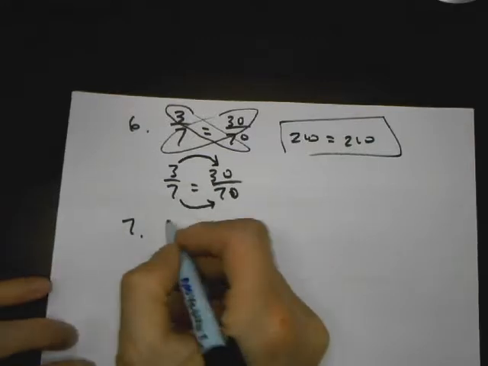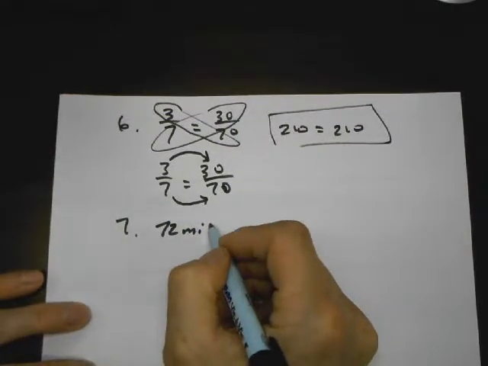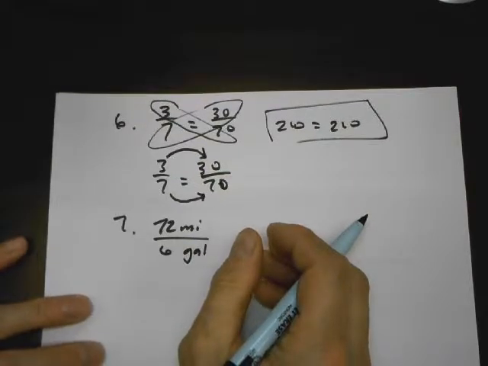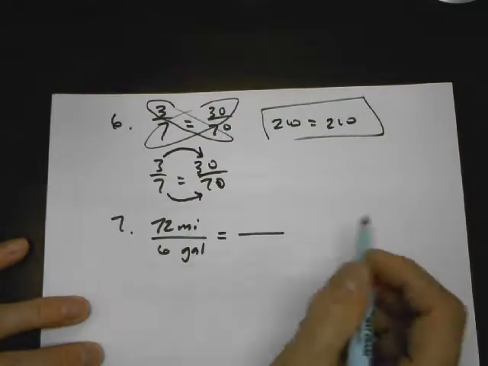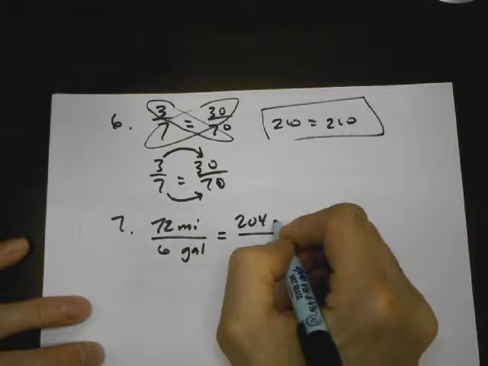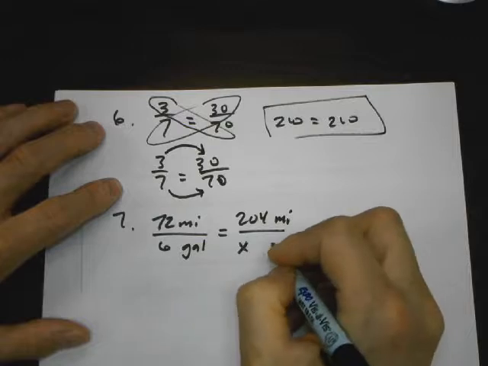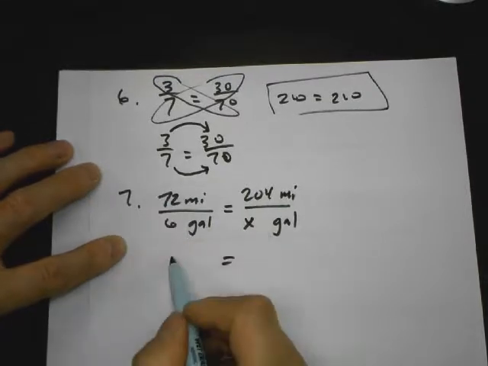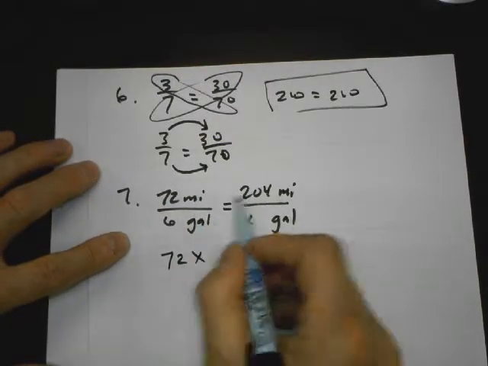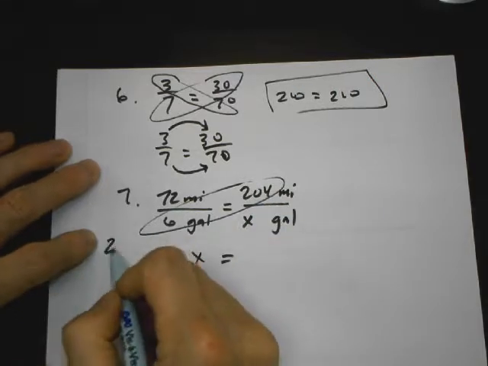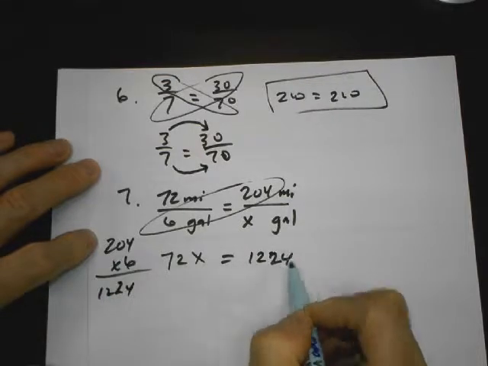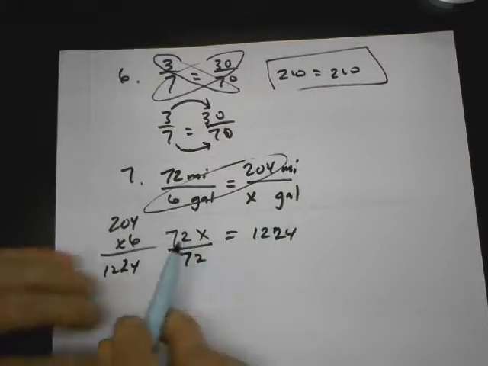Number 7. A car travels 72 miles on 6 gallons, means over 6 gallons. At that rate, how much gas would it need to travel 204 miles? In other words, at that rate means make it proportional. So for 204 miles, remember, put miles at miles and gallons at gallons. If we don't know gallons, that's where we put our variable. So we again, just like up here, we cross multiply. I got 72 times x, which is 72x. And then I have 6 times 204 over here. 6 times 204, which is 1224.